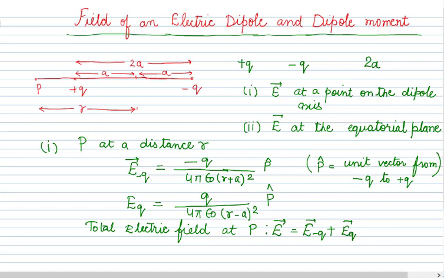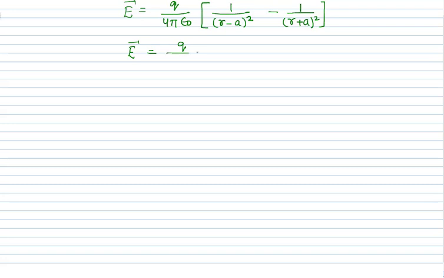So we put the values. The total electric field E may be written as Q upon 4 pi epsilon naught, taken as common, then we have 1 upon (r minus a) whole square minus 1 upon (r plus a) whole square within the bracket. So this is equal to Q upon 4 pi epsilon naught, and (r minus a) and (r plus a) we can take as r square minus a square, and since there is a square on these two terms, we can write it as a whole square. So 1 upon (r square minus a square) whole square, and from here we have (r plus a) square minus (r minus a) square. Right?